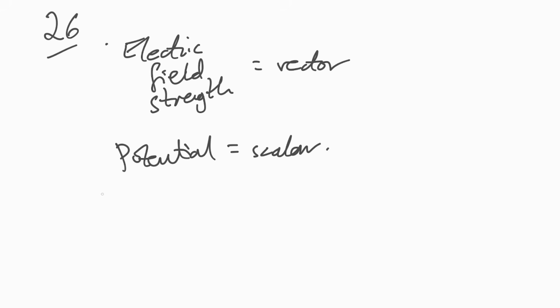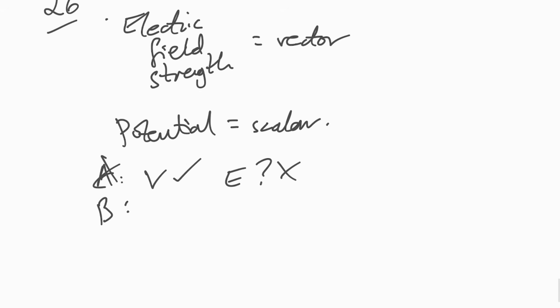So let's have a look at A. So we have plus 2Q, minus Q, and minus Q. So potential is fine. But what about E? No, it can't be the field strength because it's a vector. Of course, if we put a positive charge there, it would be attracted towards the negative charges and repelled from the positive charges. So no, it can't be that. It can't be A.